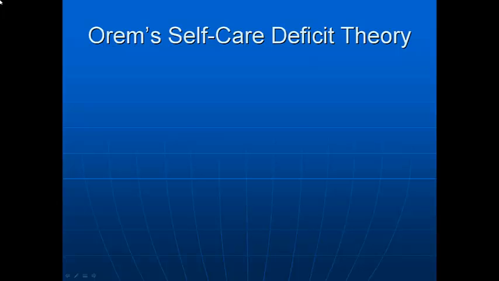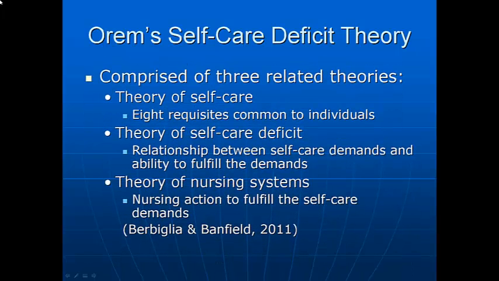This is a general theory comprised of 3 related theories: the theory of self-care, the theory of self-care deficit, and the theory of nursing systems. The theory of self-care describes how and why people care for themselves. Self-care is a regulatory function that must be learned and that individuals must deliberately perform or have performed to maintain life, health, development, and well-being.